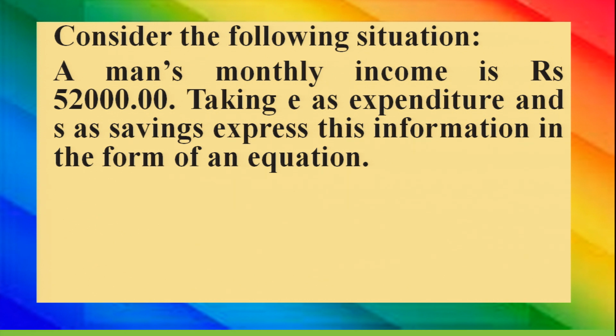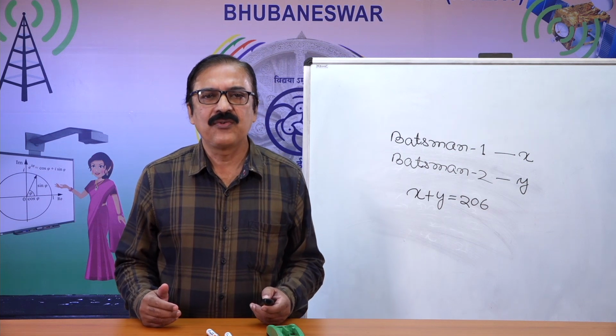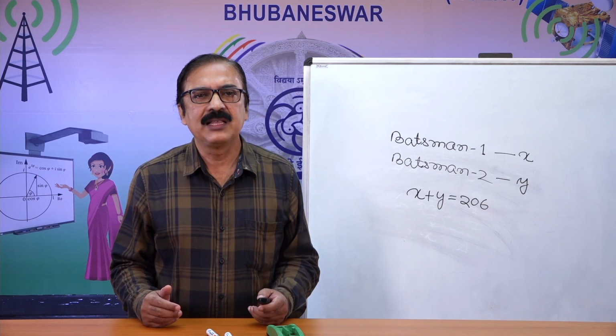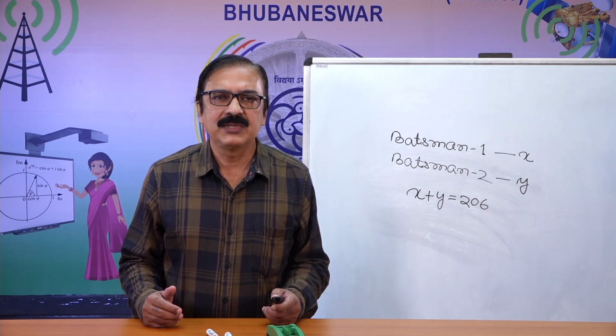So the sum of these two variables is 52,000. Are they variables? Is expenditure a variable? Yes, if he spends 50,000 he saves 2,000, or he can spend 45,000 and save 7,000. So these two variables can vary. So we can write the situation like this: E plus S is equal to 52,000.